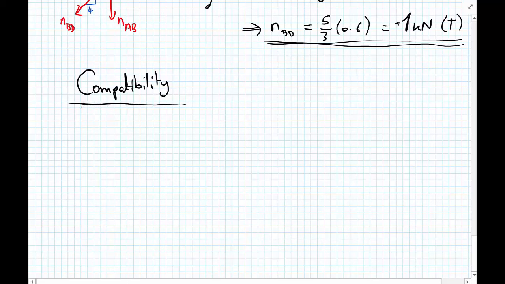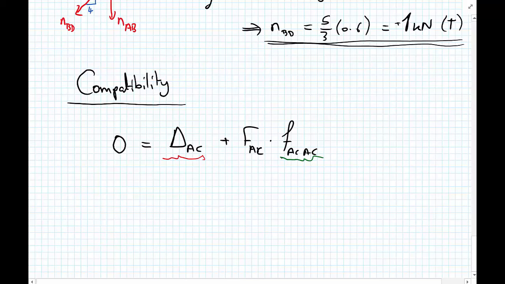We introduced this in a previous video, but we remember if we wanted no deflection between A and C in the actual structure, this meant that the deflection in the primary structure must be cancelled out by the real forces in the redundant, so the real redundant force FAC multiplied by the flexibility FACAC. So we need to be able to calculate the delta AC and then also the flexibility, and then return to this equation so that we can finally calculate the redundant force FAC.